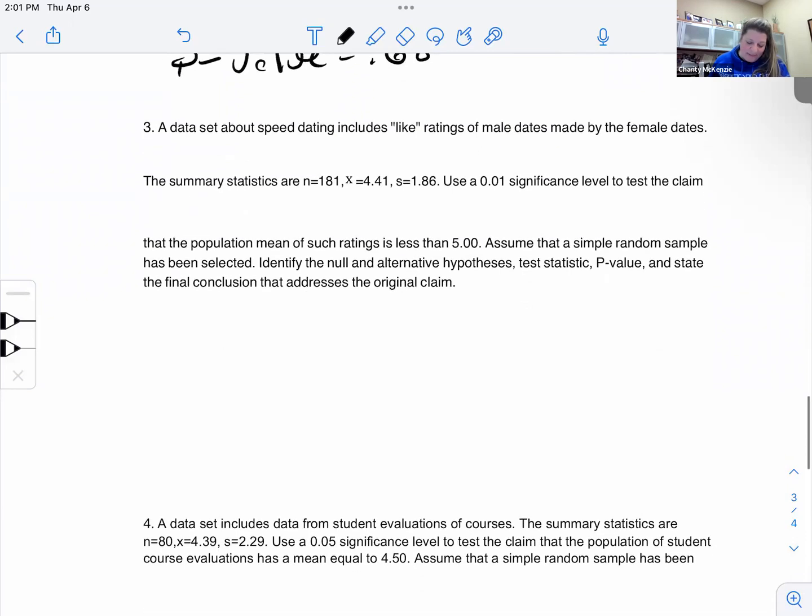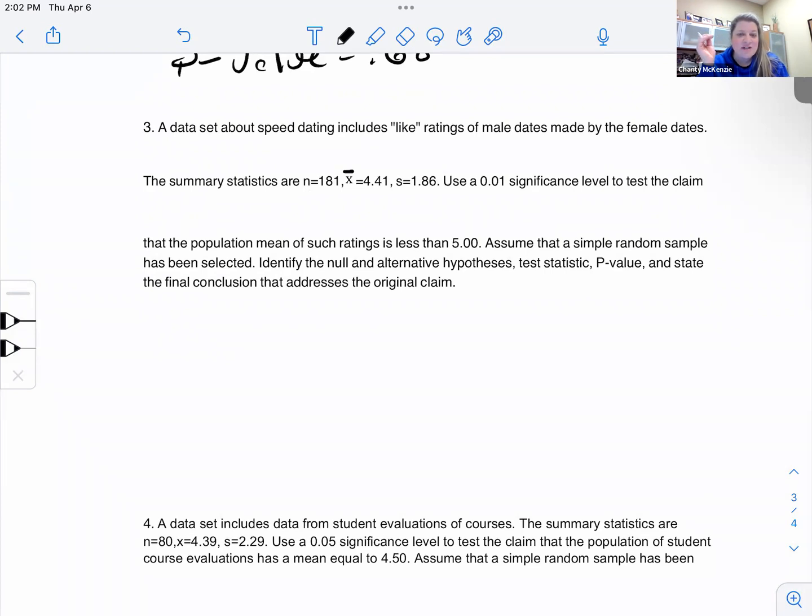Okay, a data set about speed dating includes ratings of male dates made by female dates. The summary statistics: there were 181 people. This should be the mean. It just doesn't come through on the iPad really well. So 4.41 is the mean. Was this our ratings, where it's 0 to 5? I think we're only going to 5.